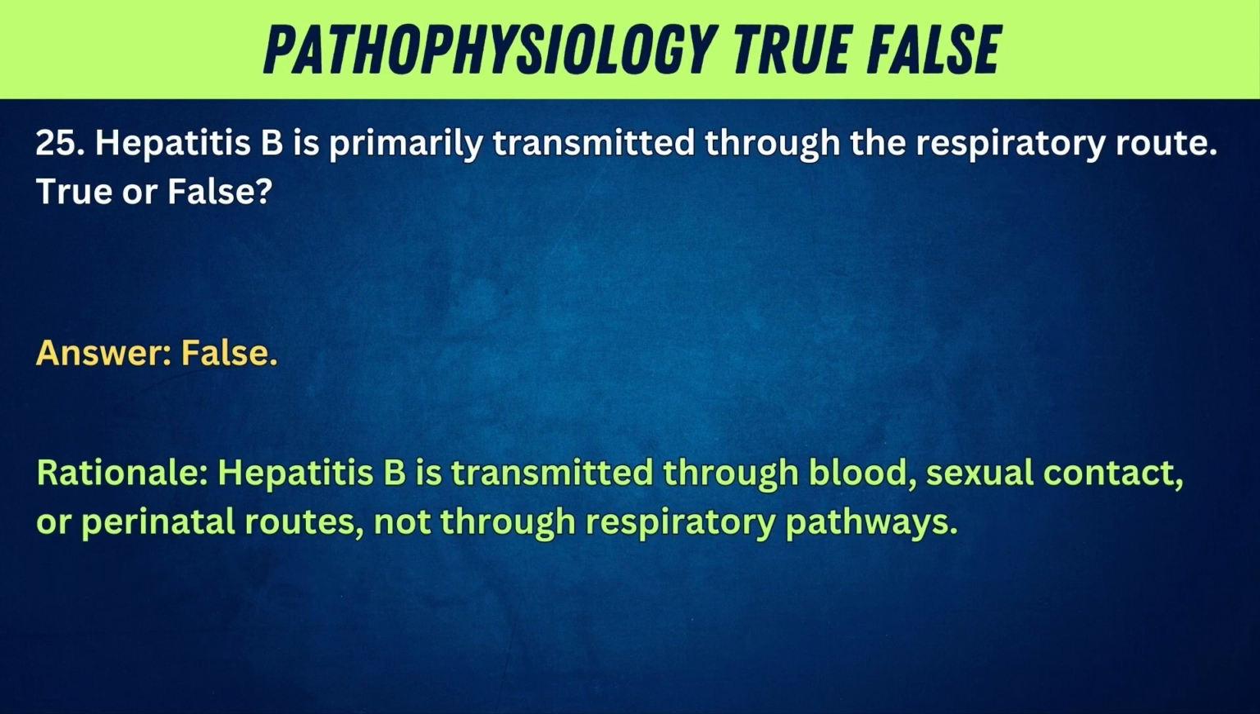25. Hepatitis B is primarily transmitted through the respiratory route. True or false? Answer: false. Rationale: hepatitis B is transmitted through blood, sexual contact, or perinatal routes, not through respiratory pathways.